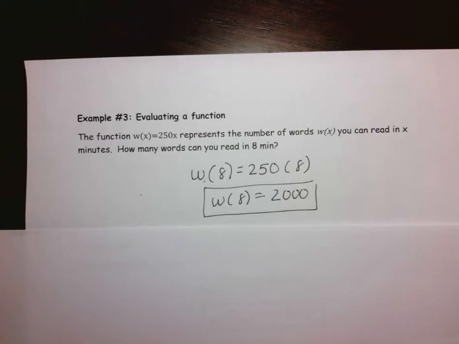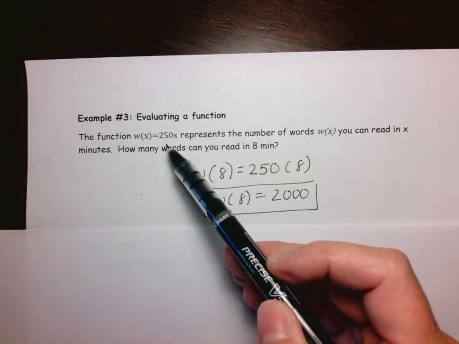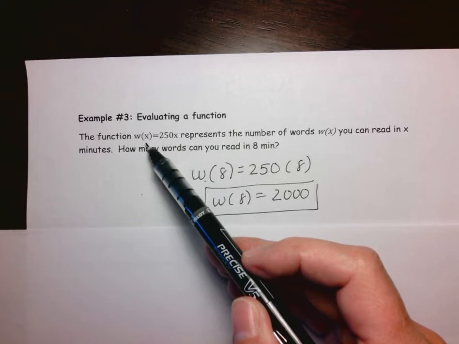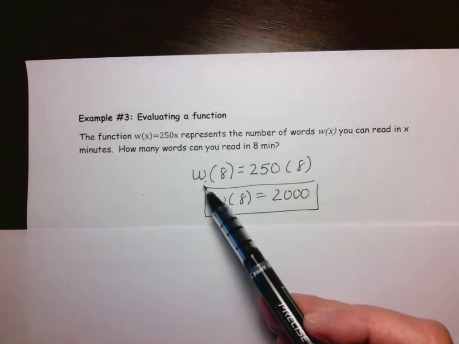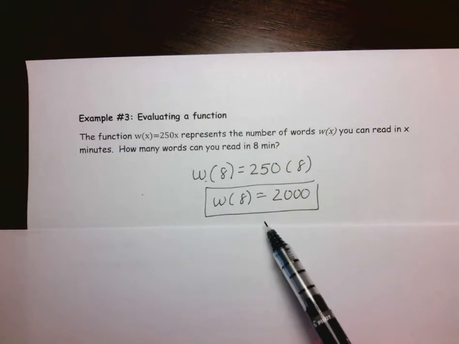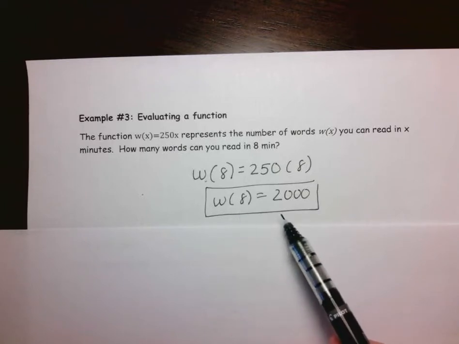So in other words, what this is saying is y is a function of x. Or you can say the number of words I can read is a function of how many minutes I've been reading. So then how many words can I read in 8 minutes? Well, I'm rewriting it as how many words can I read if I've been reading for 8 minutes? So w of 8 equals 2,000. The number of words I can read in 8 minutes is 2,000.